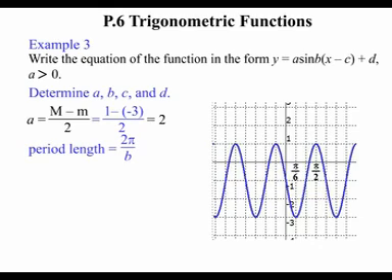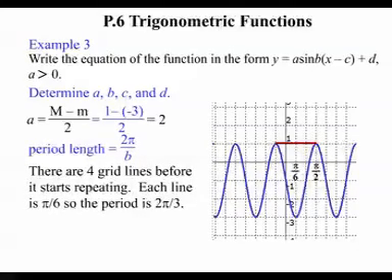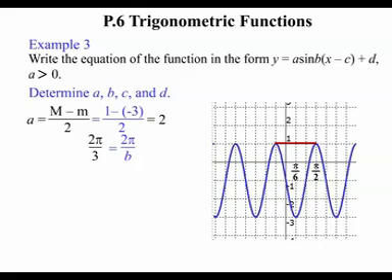Your b value is part of your period length, and the formula is 2 pi over b is equal to your period length. And so what we're going to do is find our period length. Notice that red line connecting the two tops. It starts repeating itself after that. And so there we go from negative pi over 6 to pi over 2, which is 4 pi over 6, which reduces to 2 pi over 3, which is your period length. So if your period length is equal to 2 pi over 3, we now have 2 pi over 3 is equal to 2 pi over b, so b equals 3.